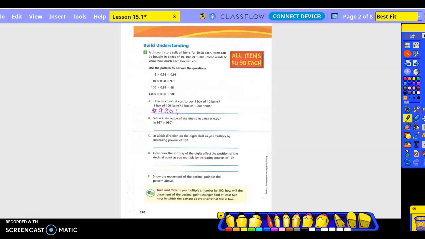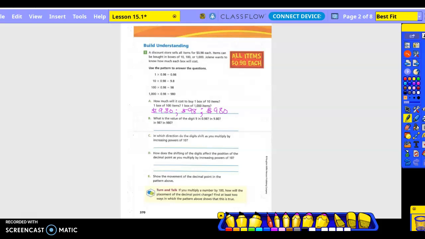2. So how about 100 items? Guys, look at your chart that they have. $98. Now, do we have to put the change? No, because it would just be holding spots. Okay, and how about 1,000 items? $980.